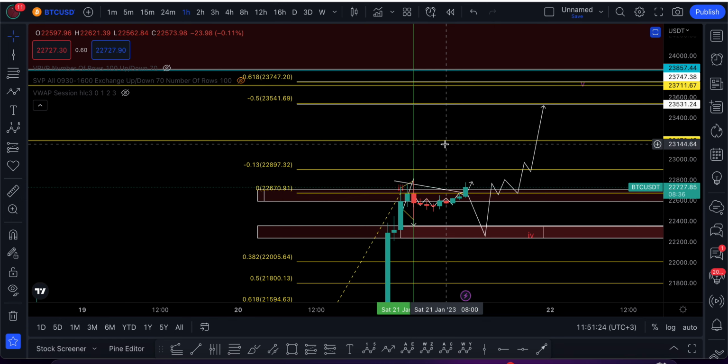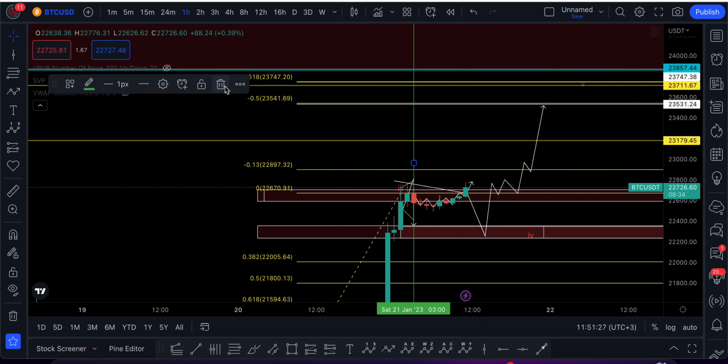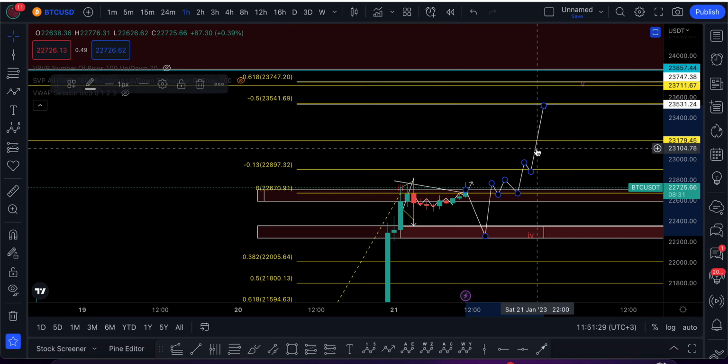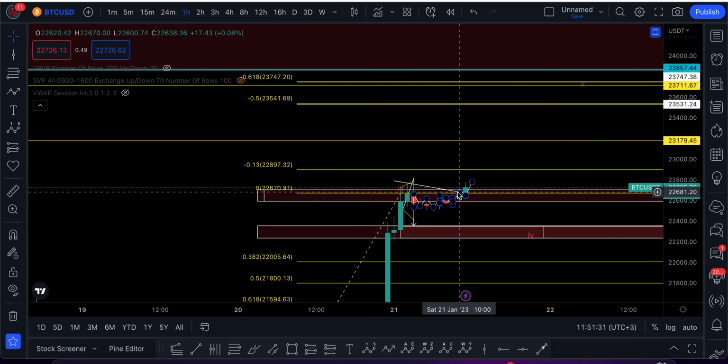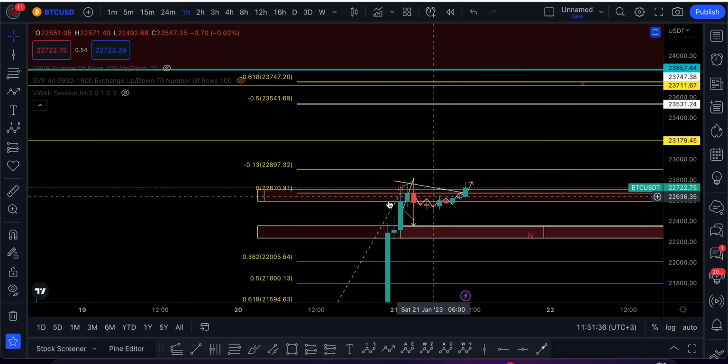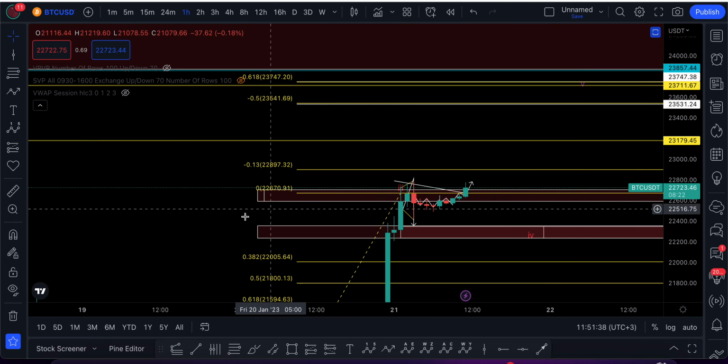So overall price is bullish. You're safe to buy the dips. Currently I'm not expecting price to dip. It seems to have found support right about there.